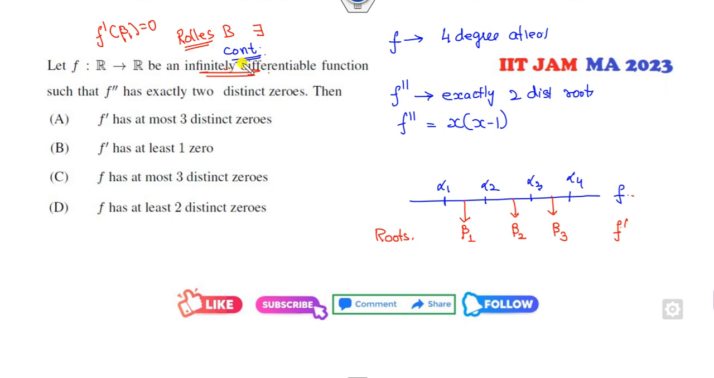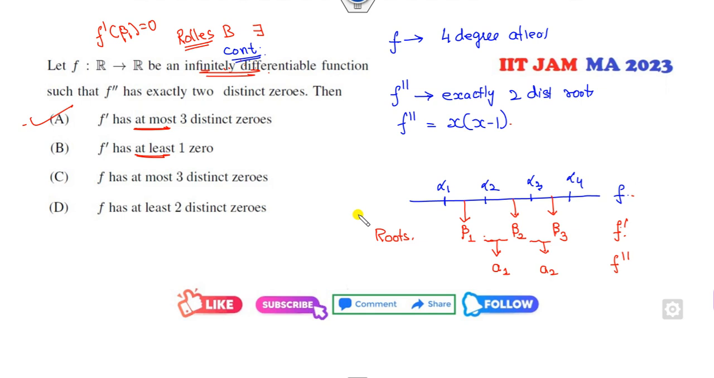Again, f dash is also a continuous, infinitely differentiable function. There exists a root in between them called a1. There exists a root in between them called a2, which is the root of f double dash. Then f dash has at most 3 distinct roots. Yes, at most. It has at most 3 distinct roots. Fine. F dash has at least 1 zero. Fine. At least 1 zero.